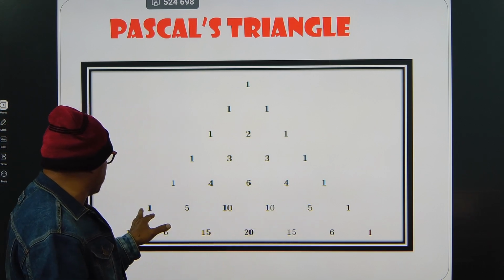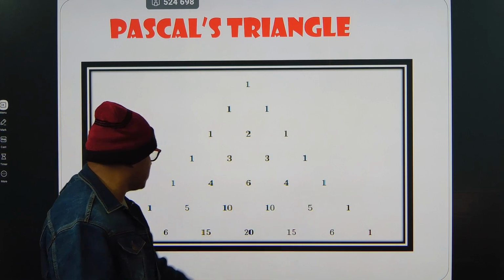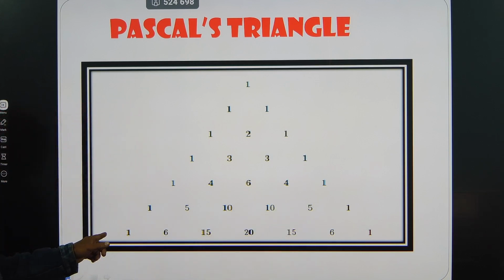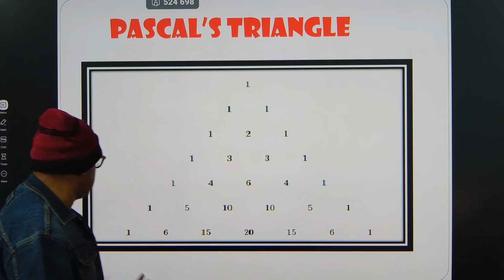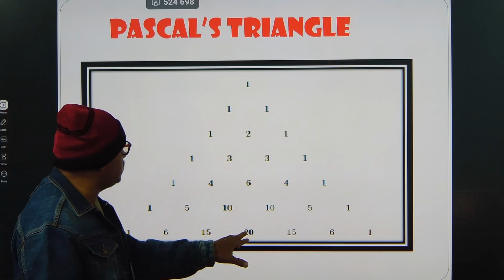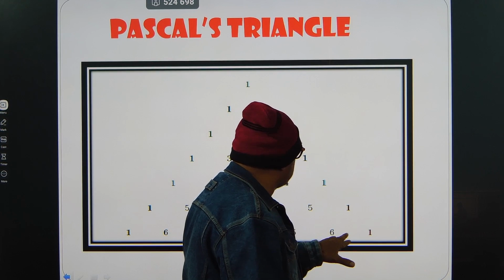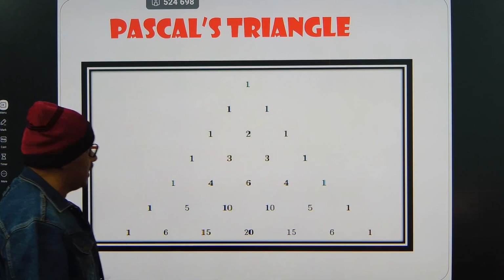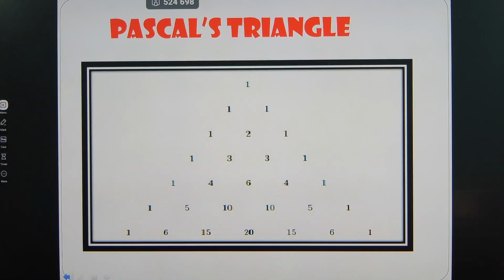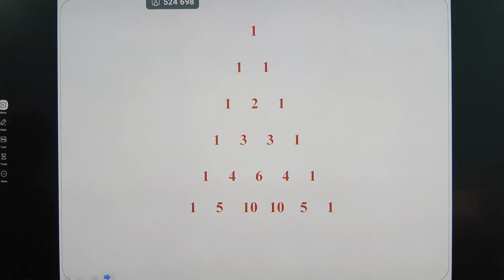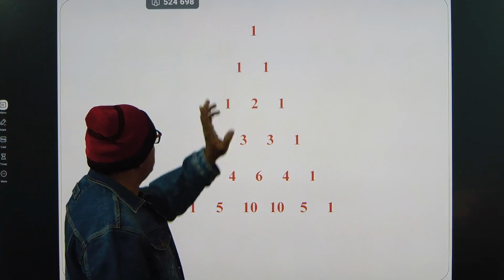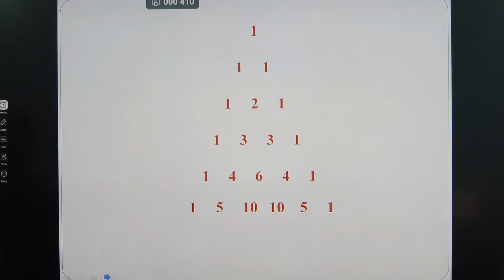How many terms are there? 1 2 3 4 5 6. For the index 6, we can have 7 such coefficients: 1 6 15 20 15 6 and 1. But the thing is, how to find these coefficients?